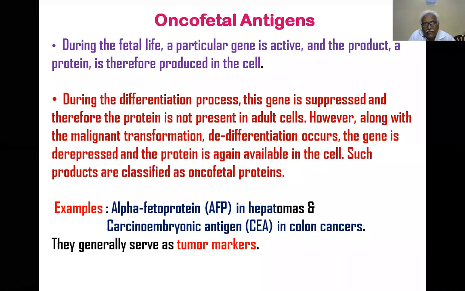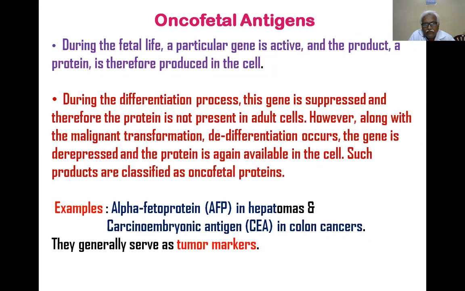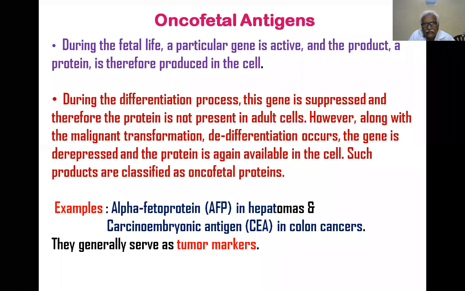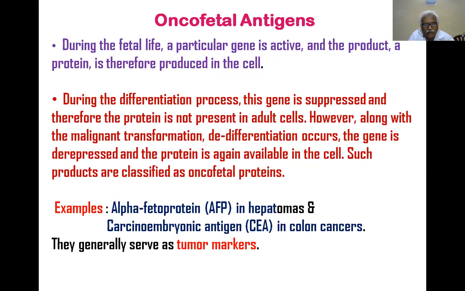Oncofetal antigens. During fetal life, a particular gene is active and produces a protein inside the cell. During the differentiation process, the gene is suppressed, and so the protein is not present in the adult cells. However, along with malignant transformation, de-differentiation occurs, the gene is de-repressed, and the protein is again available in the cell. Such products are classified as oncofetal proteins.